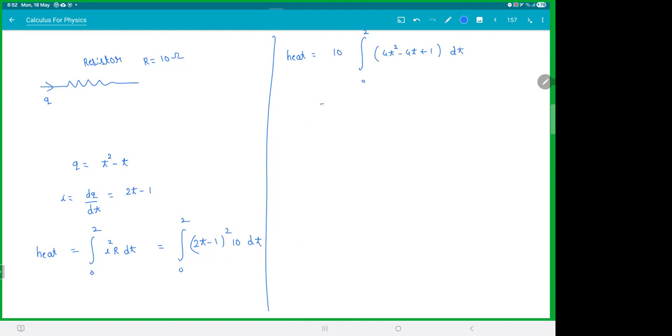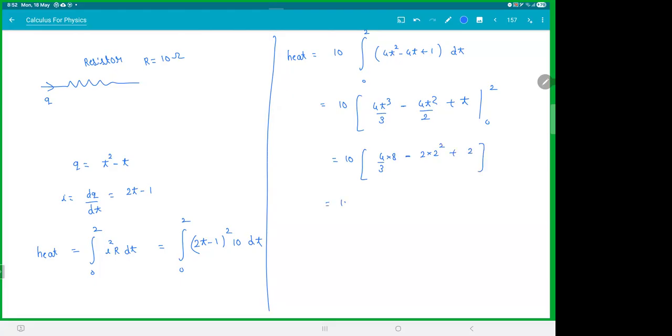Okay. Integrate this. I'm going to skip some steps. So 10 times 4t cubed by 3 minus 4t square by 2 plus t. Limits will go from 0 to 2. That would be 4 by 3. 2 cube is 8. That is 2 into 2 square plus 2. That's 32 by 3 minus 8 plus 2. That is minus 6. 6 times 3 is 18. 18 minus 32, 140 by 3 joules.